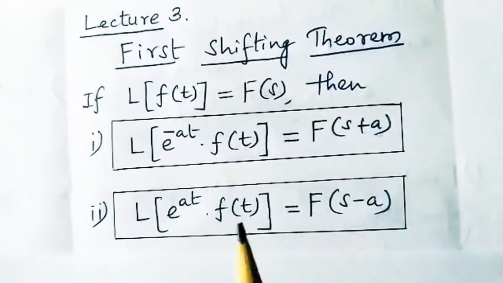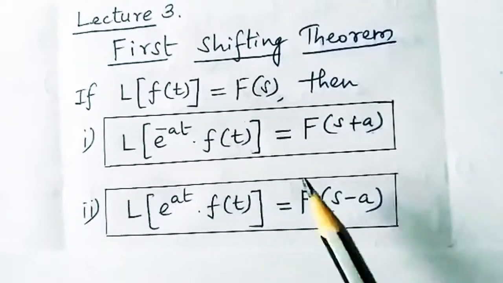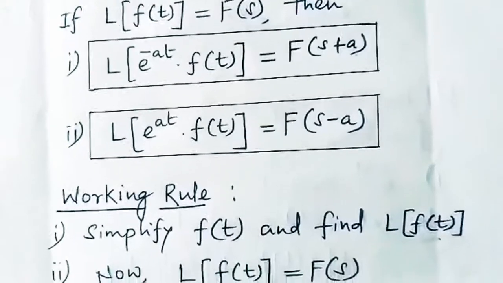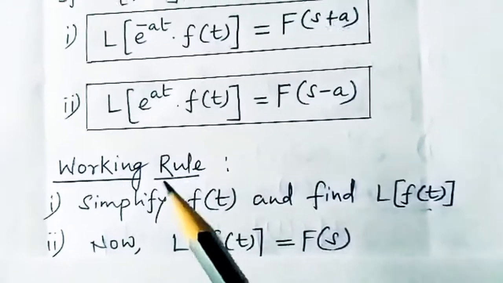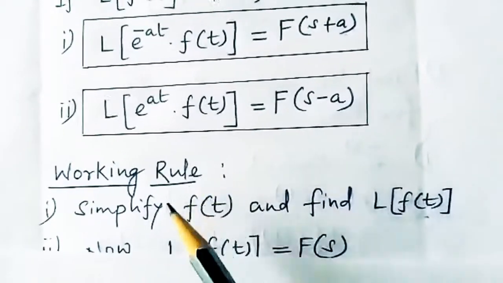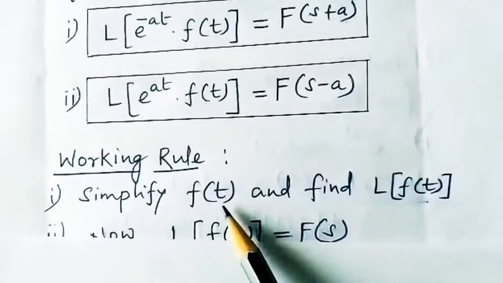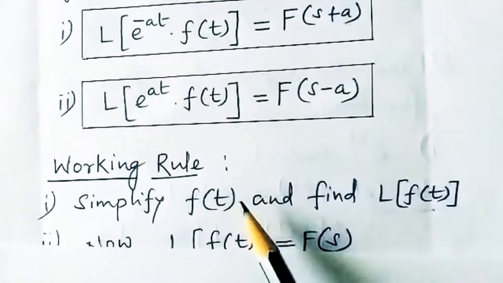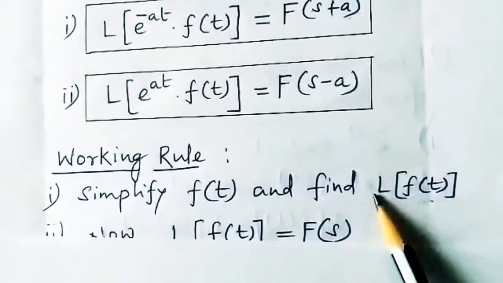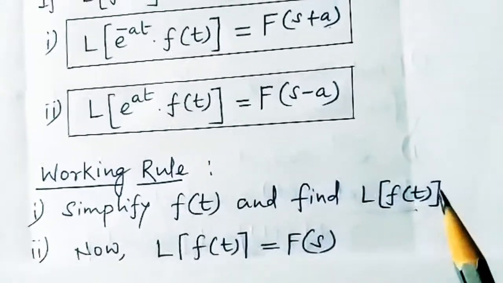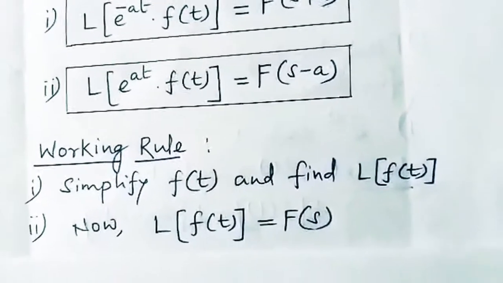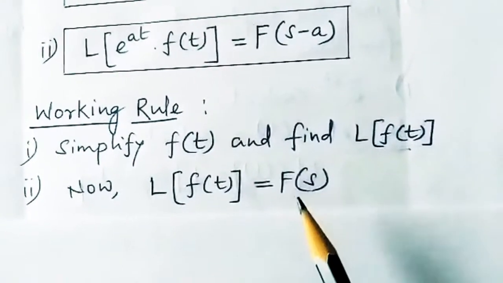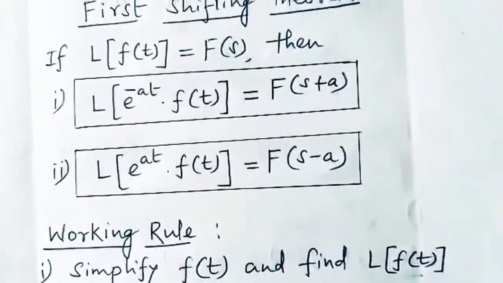Okay, let's talk about the working rule for this particular shifting theorem. First point, simplify the f of t. If it is not in the simplified or standardized form, then find the Laplace transform of the corresponding f of t. And in general, we know that Laplace transform of f of t equals F of s.